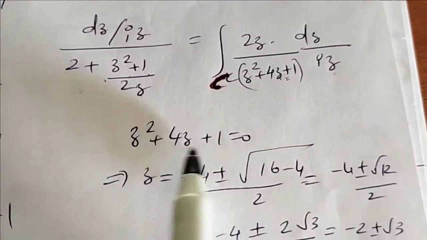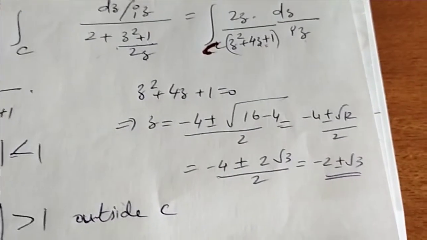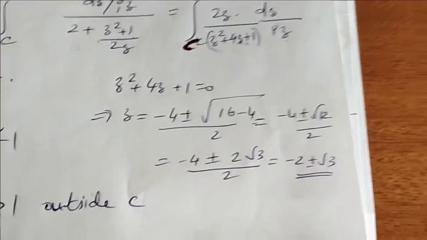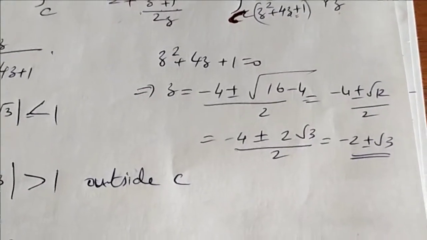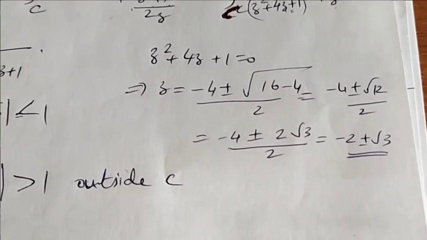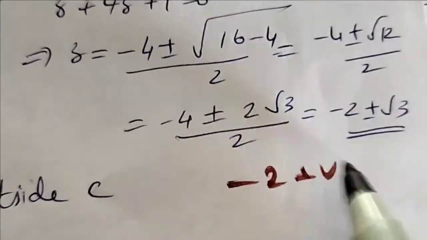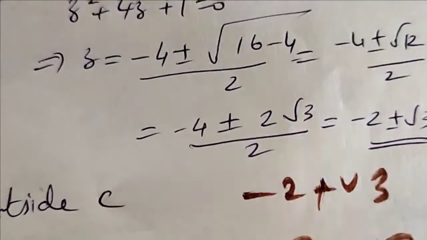So next find the singular points. Singular point: z square plus 4z plus 1 equals 0. So what is the value of z? z is minus 2 plus or minus root 3. Minus 2 plus or minus root 3 means z is minus 2 plus root 3 and minus 2 minus root 3. So these are the 2 points.